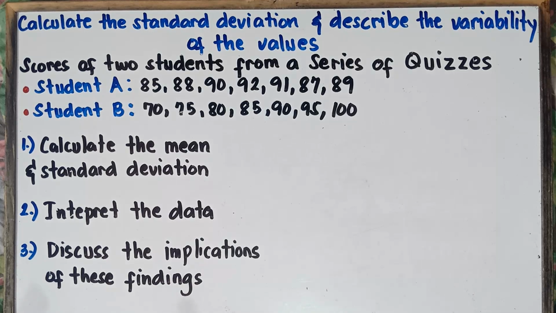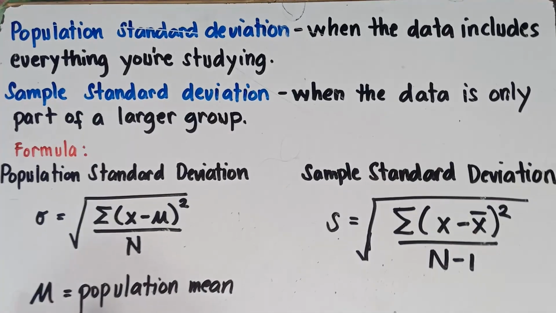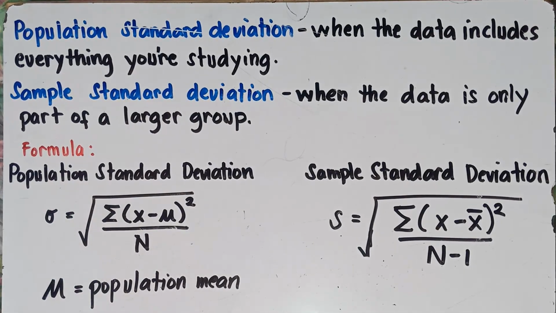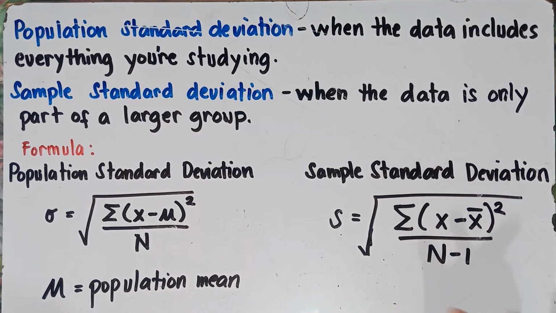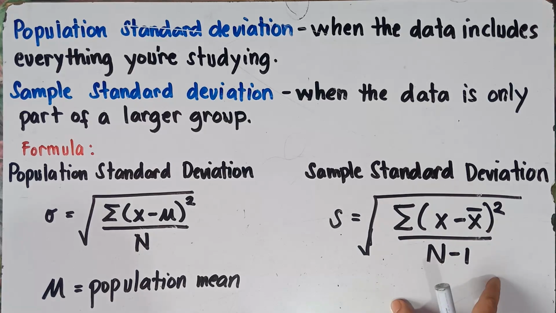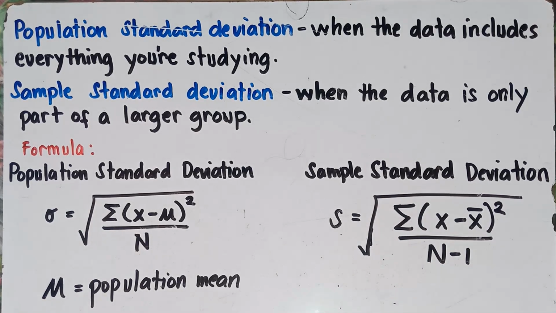Now you need to remember, class, that we have two formulas in finding the standard deviation. We have what we call the population standard deviation, and we also have the sample standard deviation. In our previous video class, we solved for the sample standard deviation, and this is the formula. If you want to learn more about it, I will put the link in the description down below. In today's video class, we will be focusing on the population standard deviation.